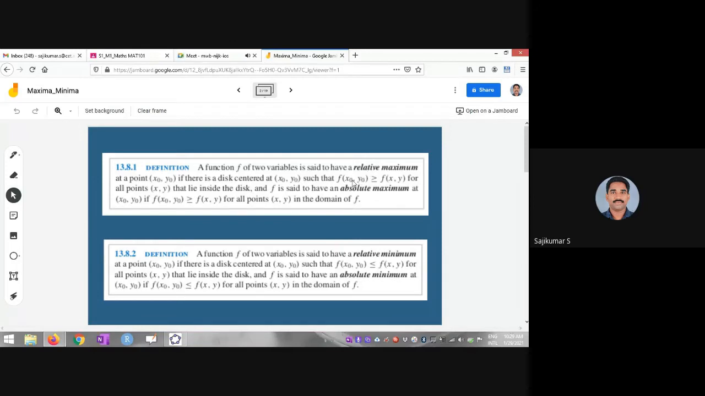For relative maxima, the inequality is satisfied in the neighborhood of (x0, y0). For absolute maxima, that inequality must hold for all possible points in the domain. And similarly, we can have the definition of relative minima and absolute minima. For relative minima, the inequality f(x0, y0) is less than or equal to f(x, y) in the neighborhood of the point. And for absolute minimum, this inequality must hold for all points in the given domain. So you have to note all such definitions of relative maxima, absolute maxima, relative minima, absolute minima.